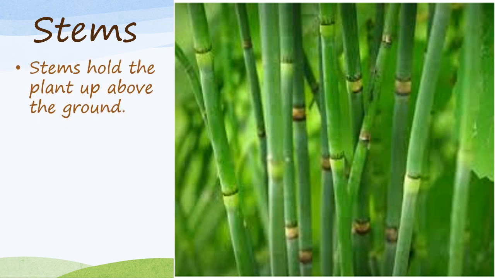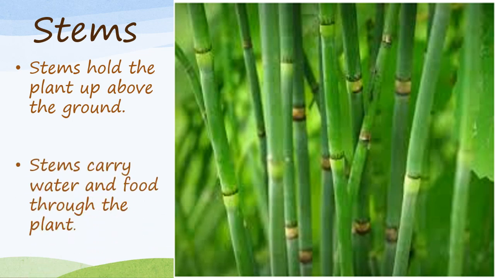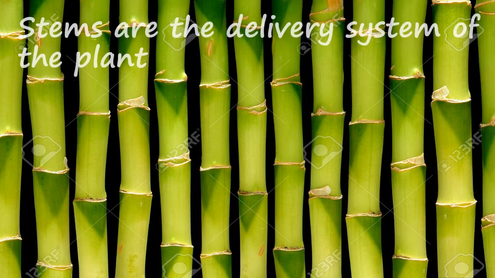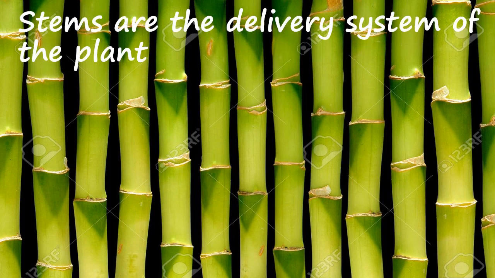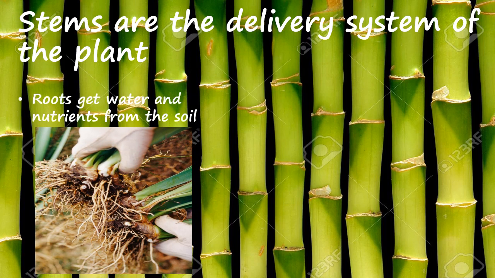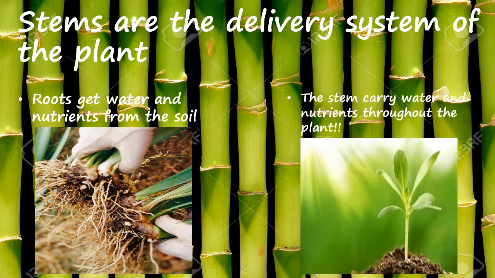Stems hold the plant up above the ground. Stems carry water and food through the plant. So these are the two main important functions of stems: they hold the plant up above the ground and they carry water and food through the plant. Stems are the delivery system of the plant. Remember, roots get water and nutrients from the soil, whereas stems carry water and nutrients throughout the plant. So roots and stems are very important for a plant.